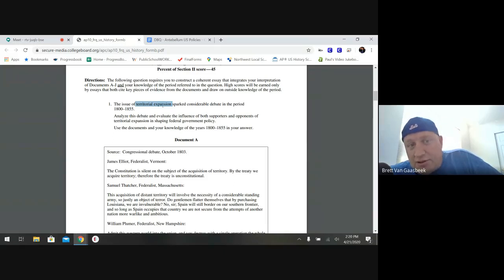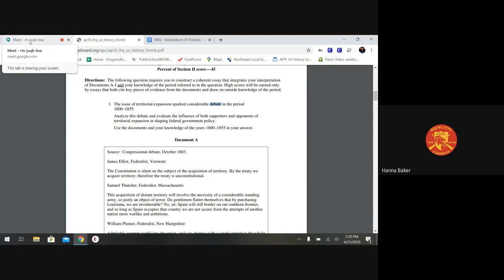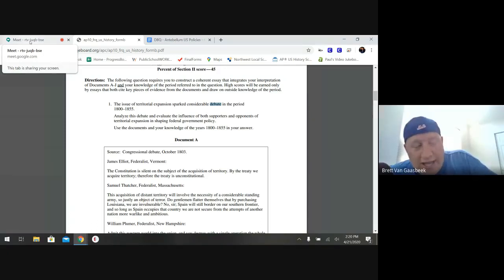So you certainly have the territorial expansion, but the second part of it is sparking debate, okay? And the debate does not have to just deal with slavery. So many AP students jump to that in that answer. What are they really asking about? Should we actually try to take over territory? Is it our right? Is Manifest Destiny the right thing to do?